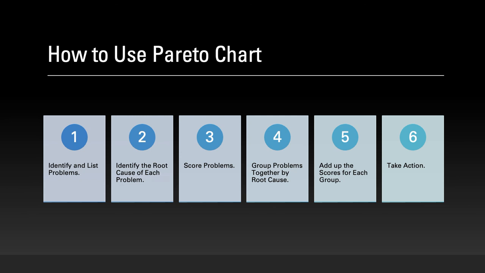Okay? And then next we have number 3, to score the problems. Okay? And then number 4, group the problems together by the root cause. And number 5, add up the scores for each group. And number 6, take action. So, kung sino may pinakamalaking score for each group, so most likely siya yung una mong you would take an action over that problem. Okay?